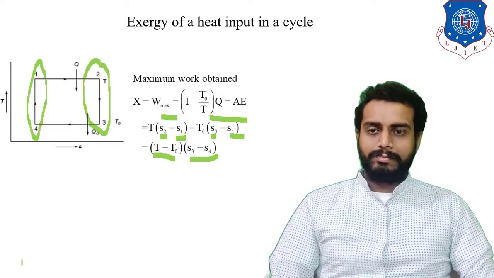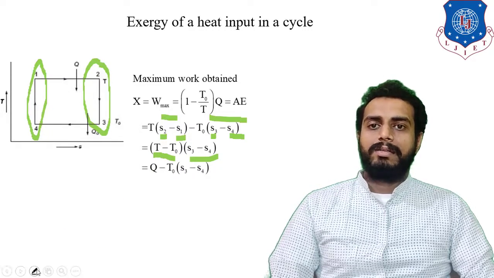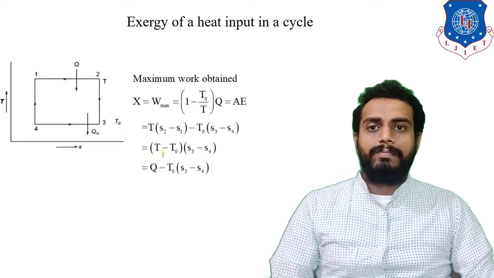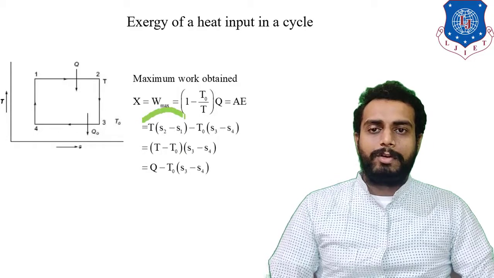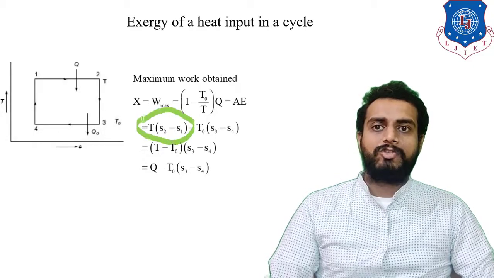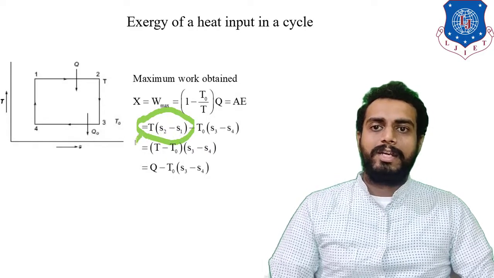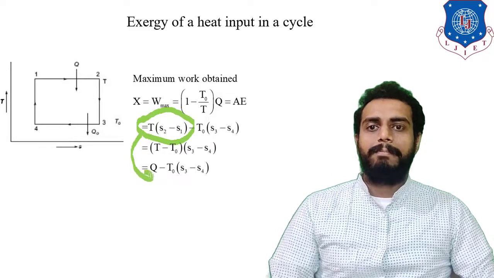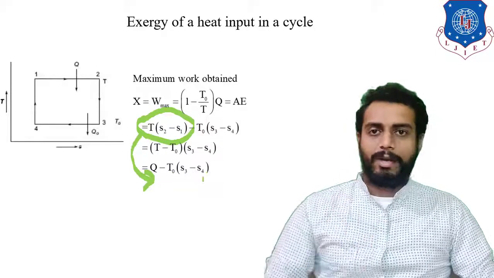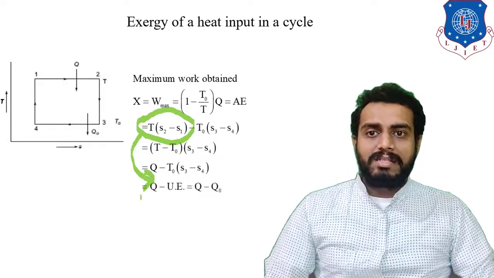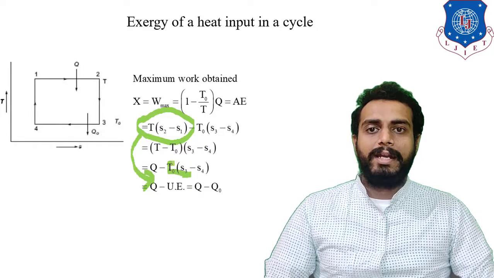Now further, what can I write? See, this is very interesting. If I call this term, T into S2 minus S1, it is nothing but heat supplied. So here again I have written the same thing: heat supplied minus T0 into S3 minus S4, as it is, right? I hope you are clear up to this point. Now that means this T0 into S3 minus S4 is nothing but unavailable energy.